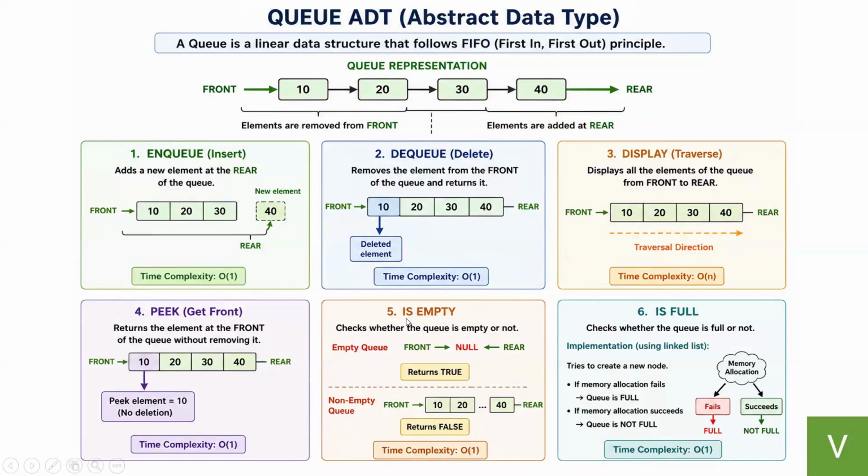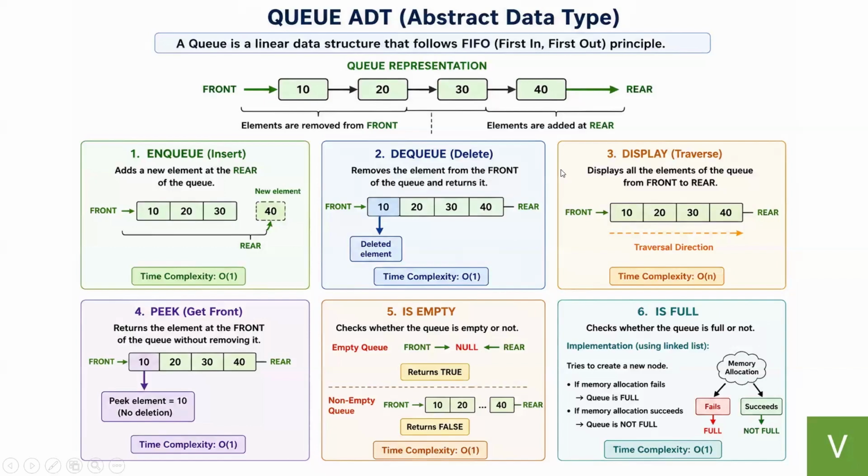So whenever we call an isEmpty function, it checks whether the queue is empty or not. If front and rear correspond to null, it returns true. Else, it returns false. Whenever we call the isFull function, it checks whether the queue is full or not. Based on that, it will return true or false.